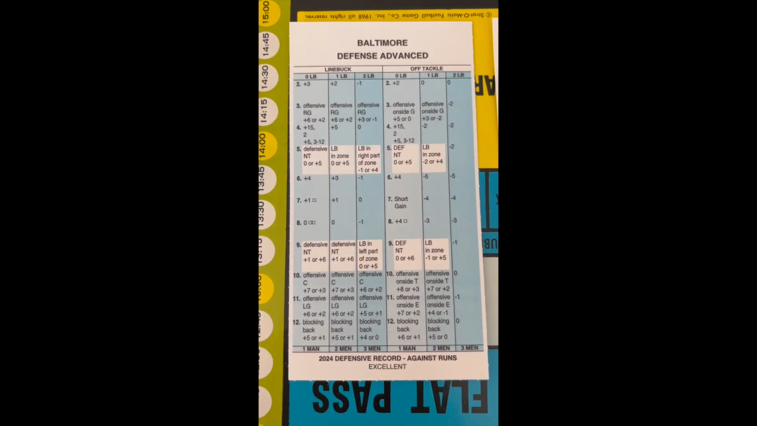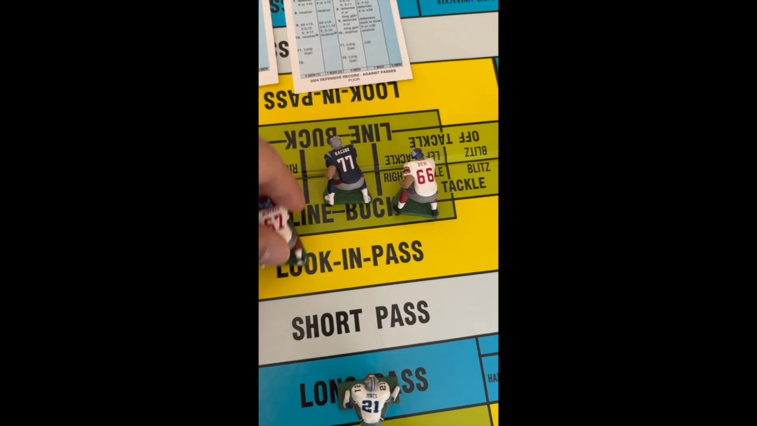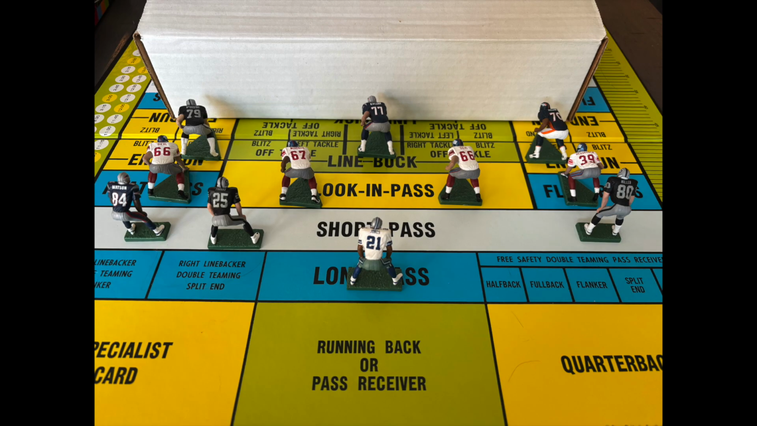The difference in the defensive card is on the off tackle and the line buck area, where you have 0, 1, or 2 linebackers versus just 1 linebacker for the 4-3. So this concludes the tutorial on the 3-4 and 4-3 defense and movements. Next video we'll talk about defensive strategies, including keying on running backs and double teaming receivers.